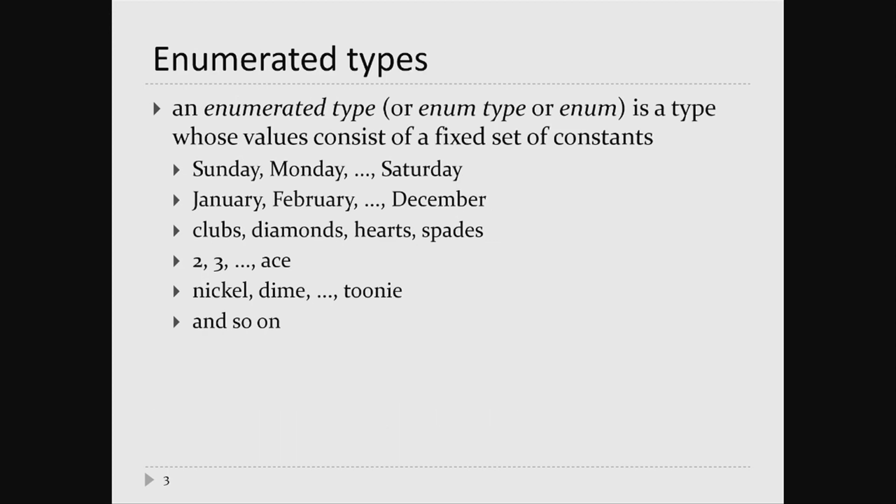So an enumerated type, often called an enum type or just enum, is a type whose values consist of a fixed set of constants, right? So this is important. It's fixed, and the values that are represented are constant. So their values never change. If you go back through those examples, you can easily write down what the fixed set of constants are.